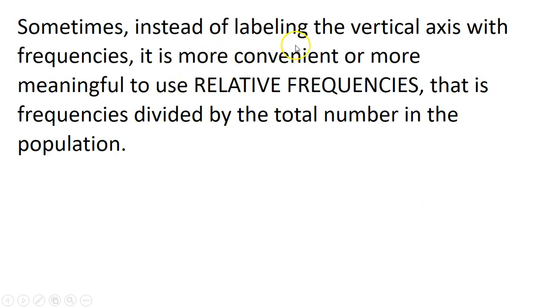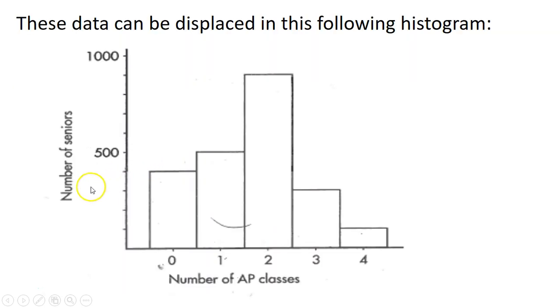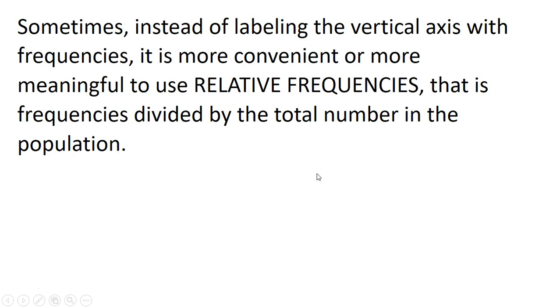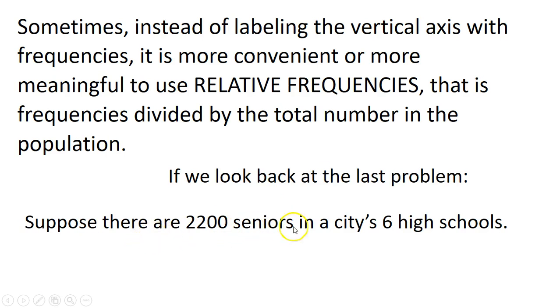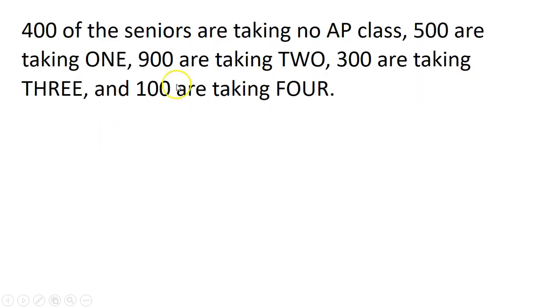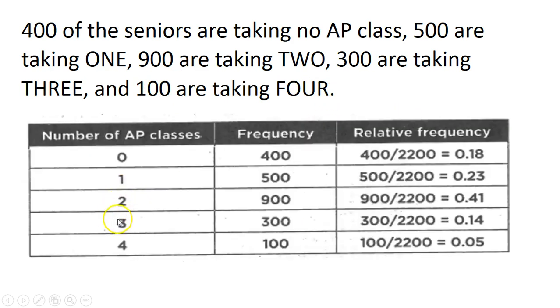Sometimes instead of labeling the vertical axis with frequencies, it is more convenient or more meaningful to use relative frequencies, and that is frequencies divided by the total number of the population, the number of seniors. So it's 100, 200, 300, 400, 500, 600, 700, 800, 900, that is 1,000. So if we look back at the last problem, suppose there are 2,200 seniors in the 6 high schools. This is the problem, just the same problem we had before.